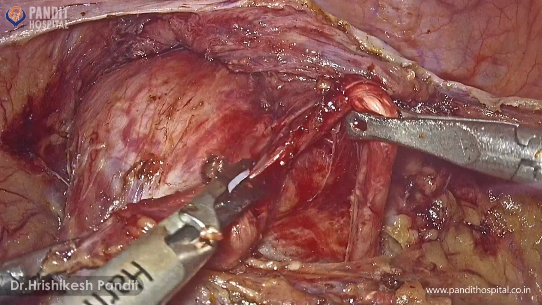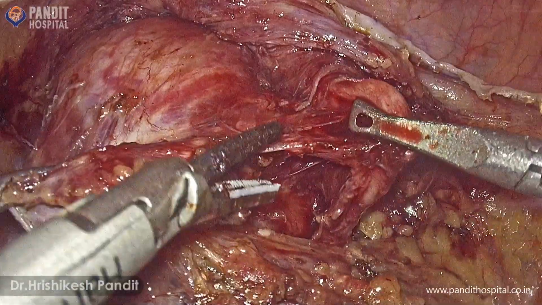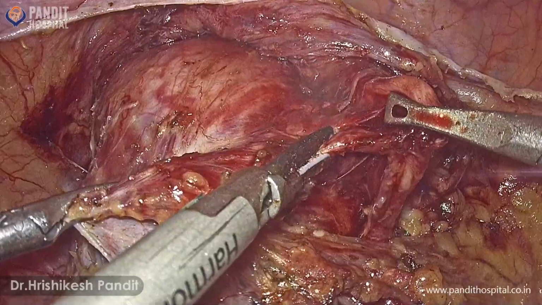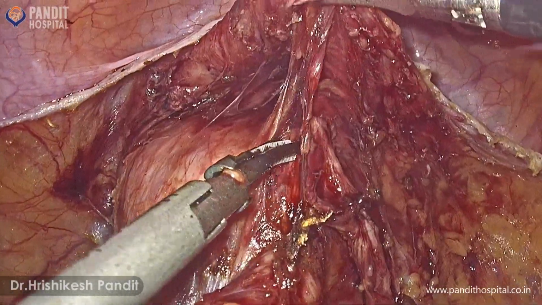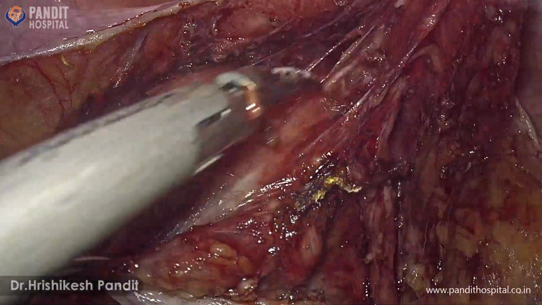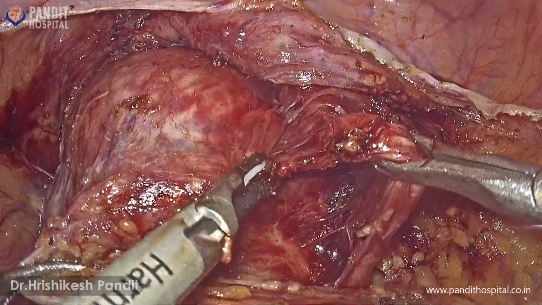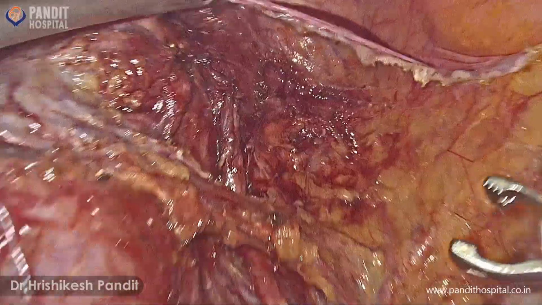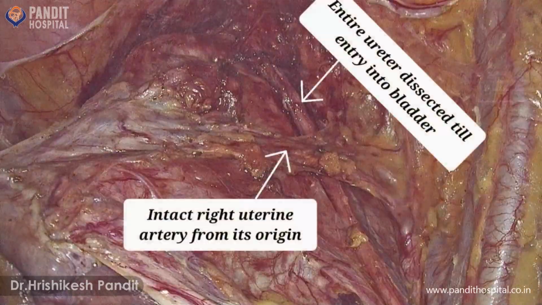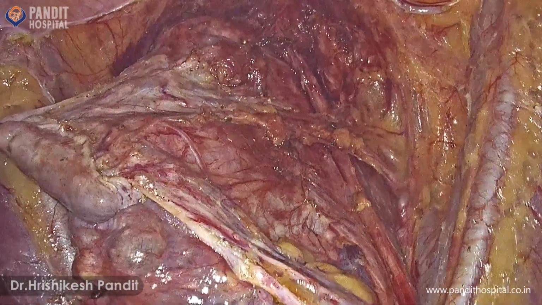Finally, the entire uterine artery is being skeletonized and the ureter is being delineated from the sacral promontory till its entry into the bladder. Here we can see the intact uterine artery and the entire ureter dissected till its entry into the bladder on the right side.